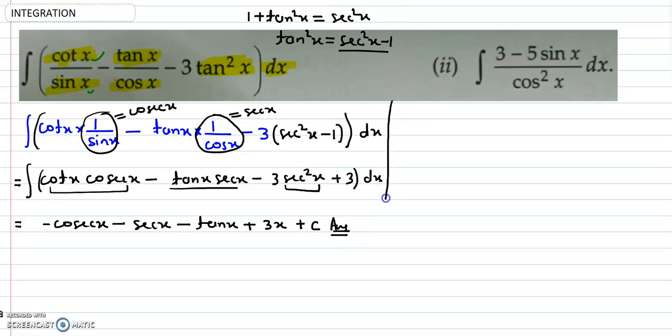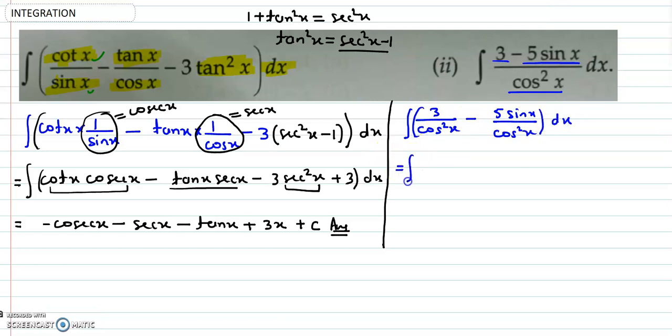Okay. So now the next question is you have to integrate 3 minus 5 sin x upon cos square x. So it can be written as 3 over cos square x minus 5 sin x over cos square x dx.